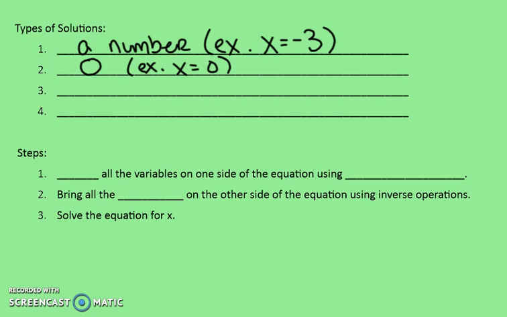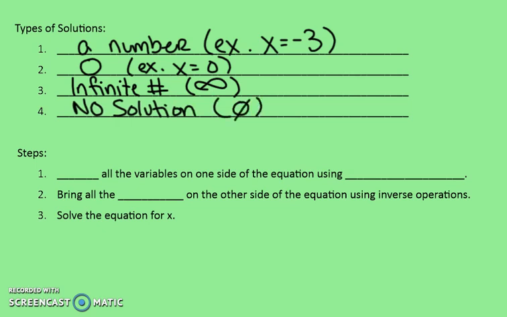The third type of solution that we can get is an infinite number of solutions, or the infinity symbol. That means every number we put in will work. That is, every number possible is a solution. The last solution is there is no solution, and it's going to be a 0 with a line through it. No solution means there is not a single number that we can put in there, decimal, positive, or negative, that could work.